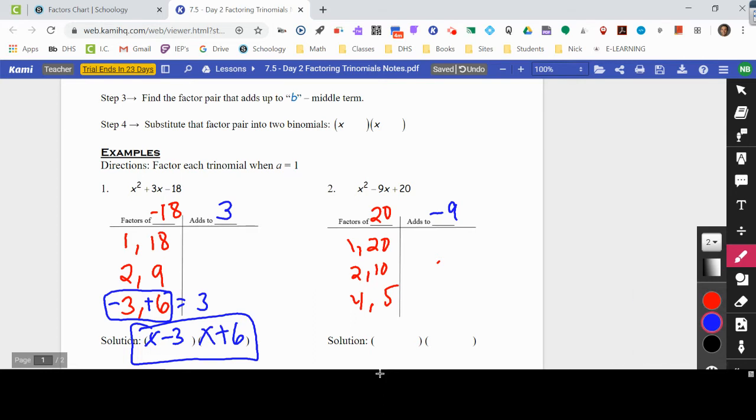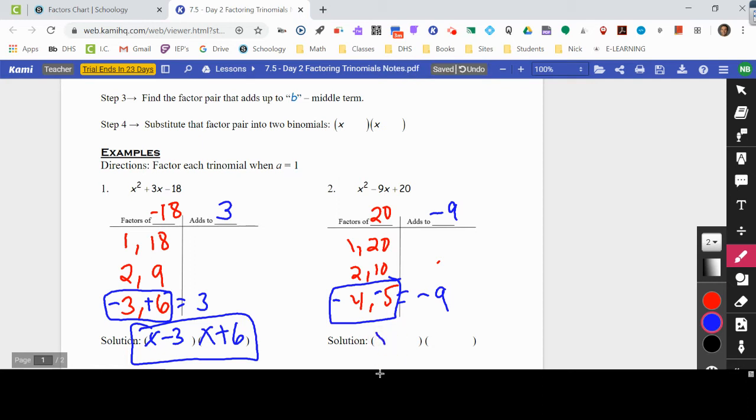How did 2 positive numbers add up to a negative? That's right. Both of these numbers will have to be negative, because a negative times a negative is a positive, and a negative plus a negative is a negative. So a negative 1 plus a negative 20, nope, that's not going to give me a negative 9. A negative 2 plus a negative 10, nope. That means a negative 4 plus a negative 5 is equal to a negative 9. So those are the pairs I need to use for my solution.